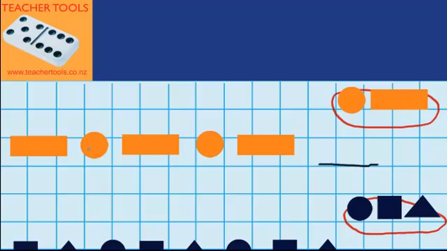You can see I've got a pattern here with some orange shapes. It goes rectangle, circle, rectangle, circle, rectangle. And I want to know what object will go next in this pattern. And that's why I've left this space here.